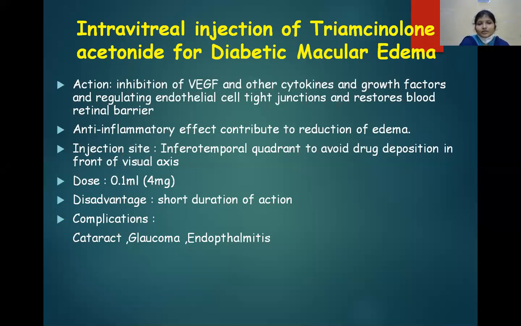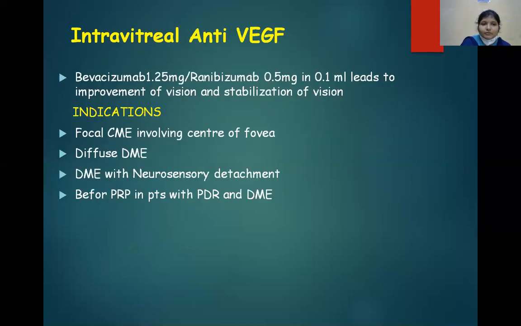So how do you give the injection? It is given in the inferotemporal quadrant so that the drug is not deposited in front of the visual axis. About 0.1 ml of the drug, that is 4 mg of triamcinolone, is given. So what is the main important complication with triamcinolone? It can cause either cataract or glaucoma, and because of the intravitreal procedure, we can lodge some infection. It can lead to endophthalmitis.